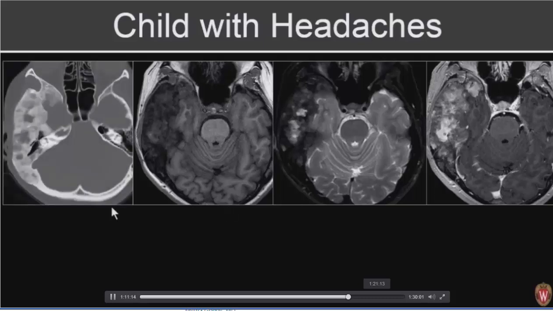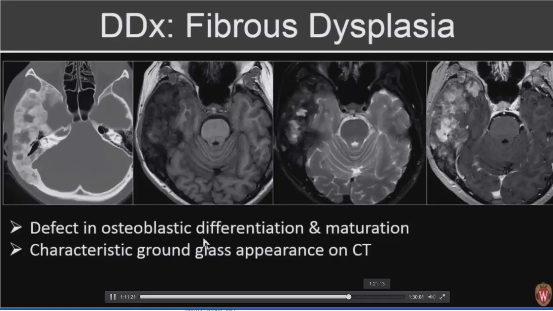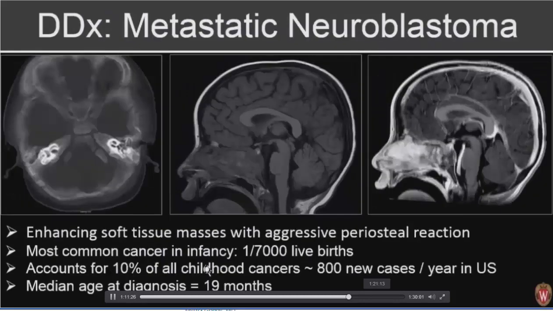And of course, this complementary nature of CT can really help us with a differential diagnosis in this example where we have fibrous dysplasia. So the characteristic ground glass appearance on CT helps us with this diagnosis. So this is a case of metastatic neuroblastoma, and we can see we've got this permeative appearance of the bone. We have the soft tissue involvement of the clivus extending in a subperiosteal location, and you can see here that it's the most common cancer in infancy, and the median age of diagnosis is 19 months.